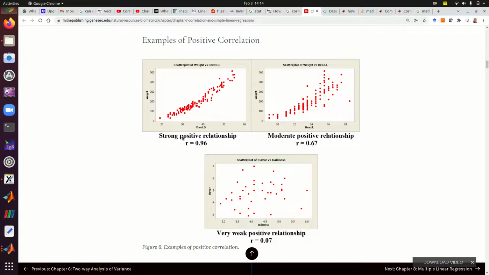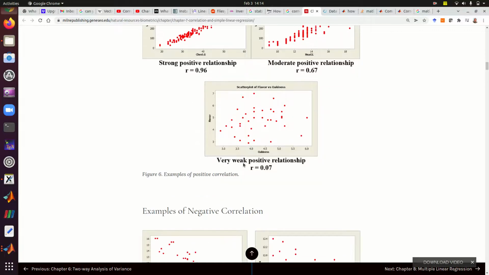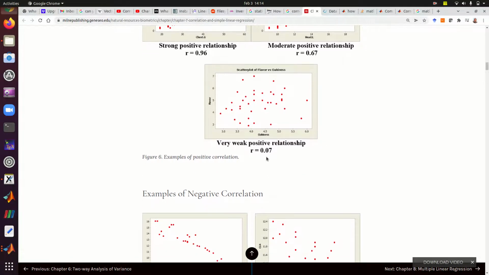We have what we call a strong positive relationship. Here R is the correlation coefficient, which we're going to talk about in a minute. Then we have a moderate positive relationship, based on the value of R, which I'll explain in a bit. And here it is strong based on the value of R, which is 0.96. And then this is positive, but very weak based on the value of R.